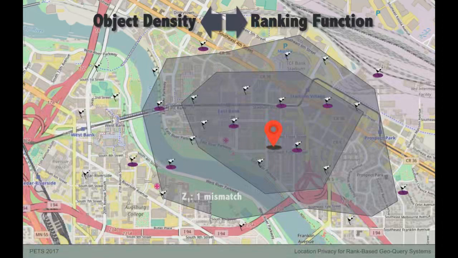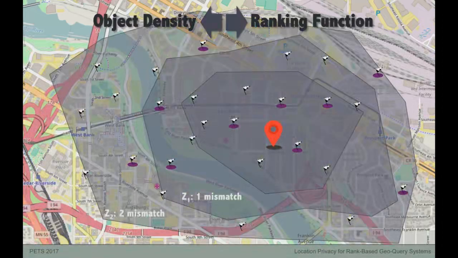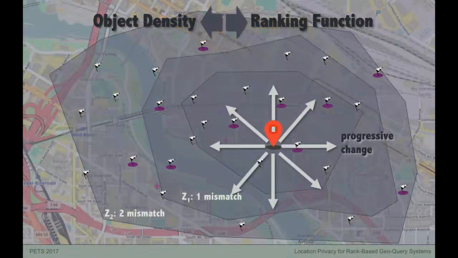So similarly, if you move out a little bit more, you could get two mismatches and so on and so forth. The whole idea being that the change is progressive in the sense that results do not abruptly change. I'm here, here's the top 10 result here. If I move 2 miles out, my result is all different. Doesn't really happen a whole lot, especially when ranking functions are in play here.